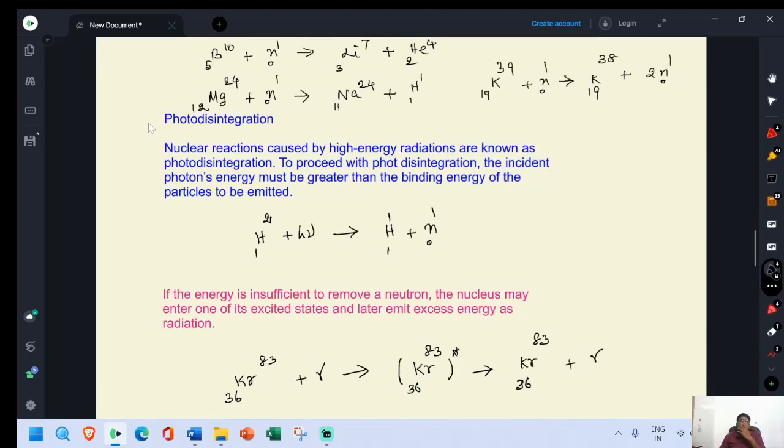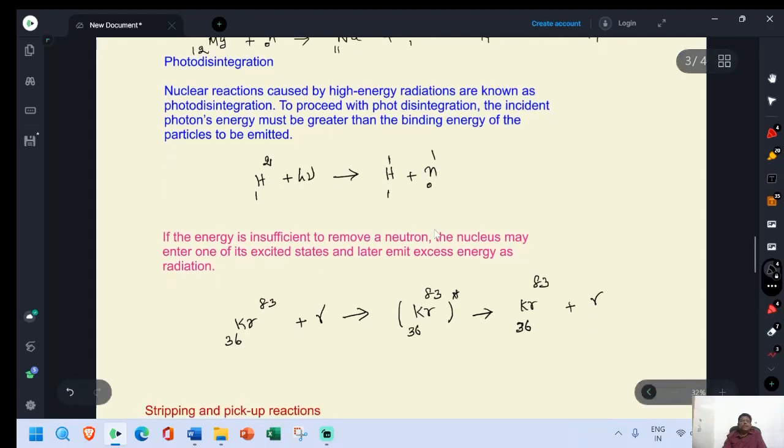Next category is photo disintegration. Nuclear reactions caused by high energy radiations are known as photo disintegration. To proceed with photo disintegration, the incident photon's energy must be greater than the binding energy of the particle to be emitted. Suppose the incident photon's energy is lesser than the binding energy of the particle expected, the emission will not take place, whereas the excitation of the target to a higher energy state is possible. See this, H-1-2, after interacting with a photon of appreciable energy, we can have a proton and a neutron. This is deuterium. Deuterium, after absorbing a sufficient energy photon, provides a proton and a neutron.